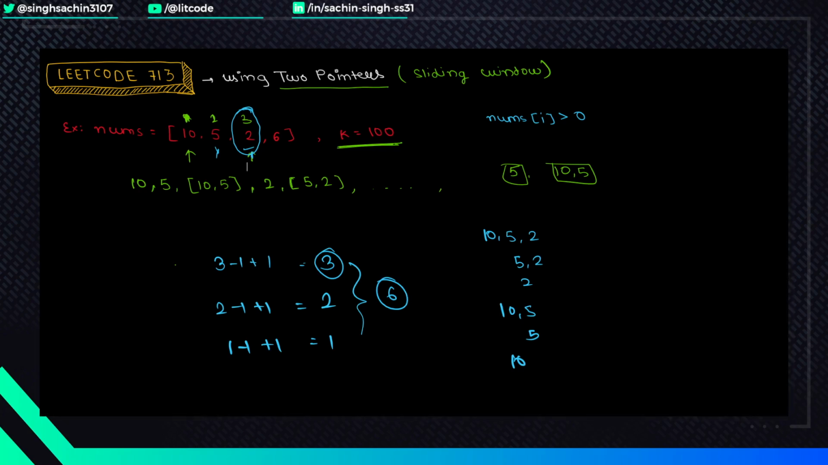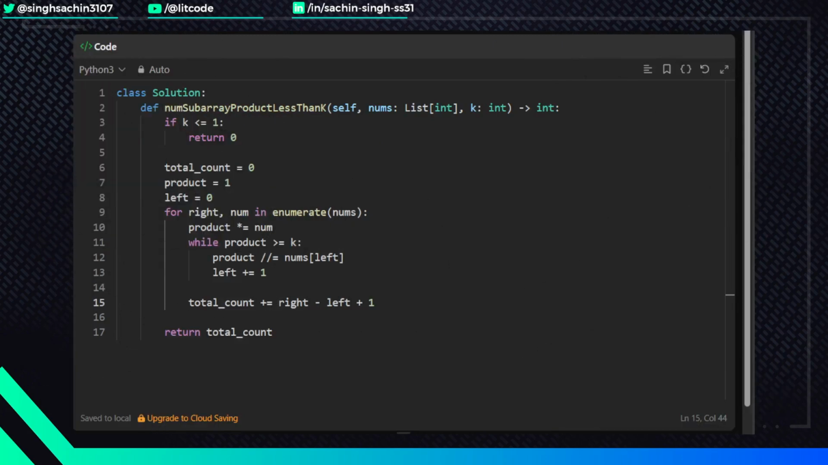So let's check out the code. Okay, so first of all, I have handled the base condition where if k is less than or equal to 1, in that case we will just simply return 0, because it is not possible to have a product of two numbers if they are not 1 ending up being less than or equal to 1. So in that case we are returning 0.